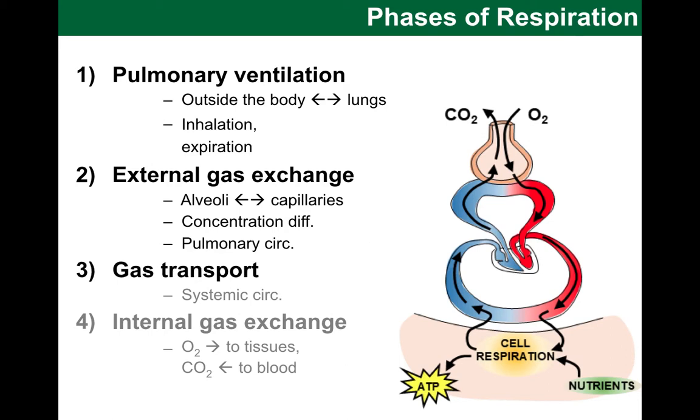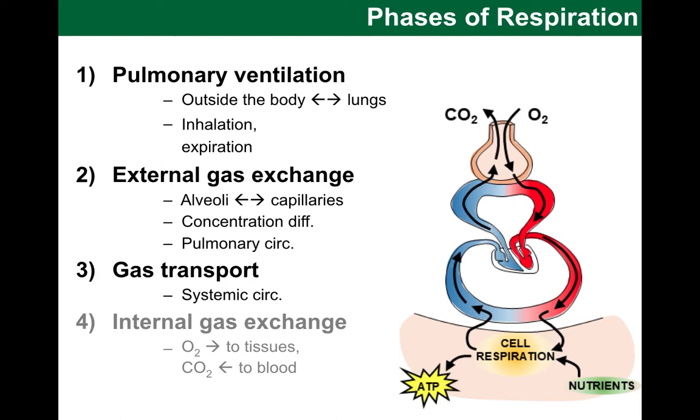Now, we are ready to look at the next phase, which is the gas transport in blood. So this is the oxygen and carbon dioxide being carried in the blood all around the body. So of course this part is facilitated by the systemic circulation. So you can see how all these systems tie in together.